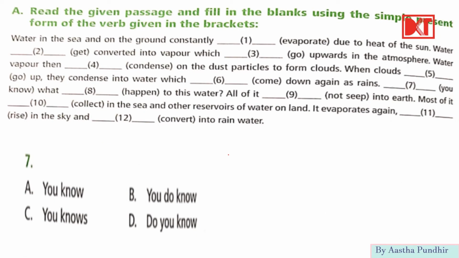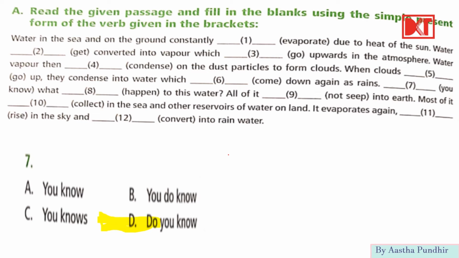Alright, so the next blank says, seventh, where is it here? Dash what. Okay, so here the verb says you know. You know what? So let's see the options. A, you know what. B, you do know what. C, you knows what. D, do you know what? So here the correct answer is D.